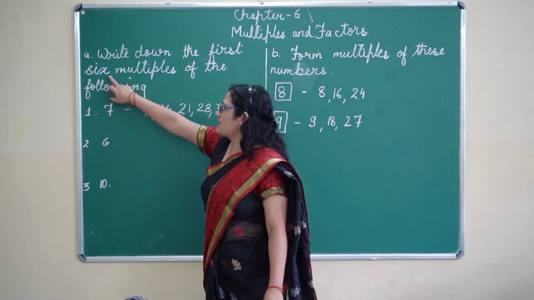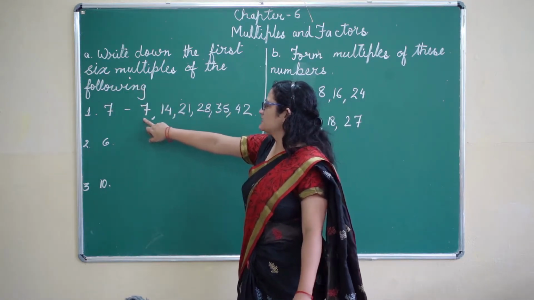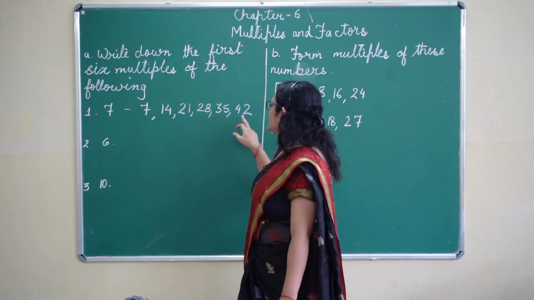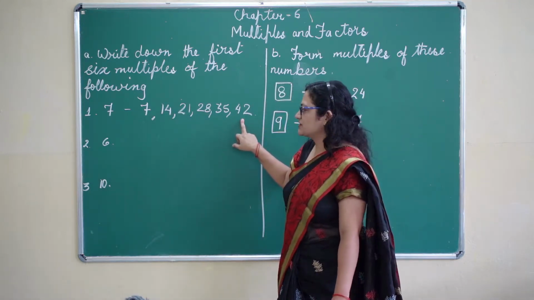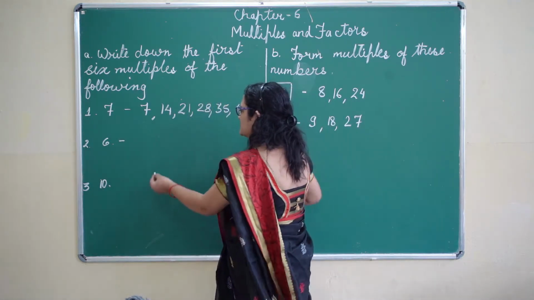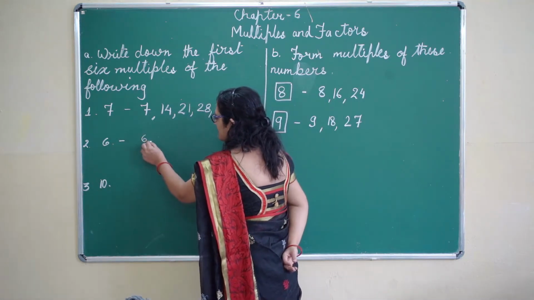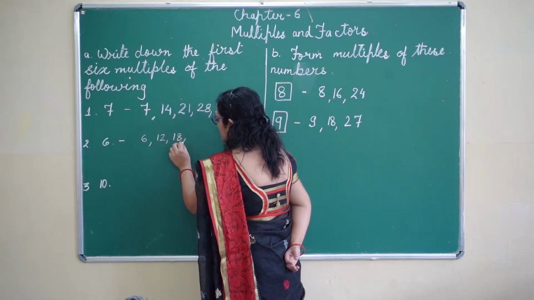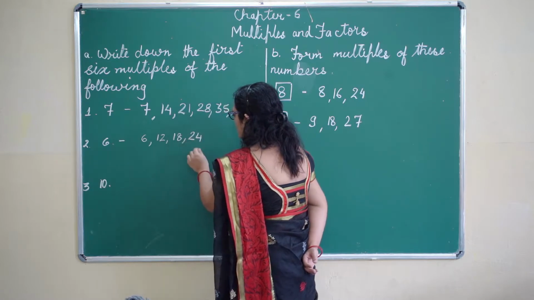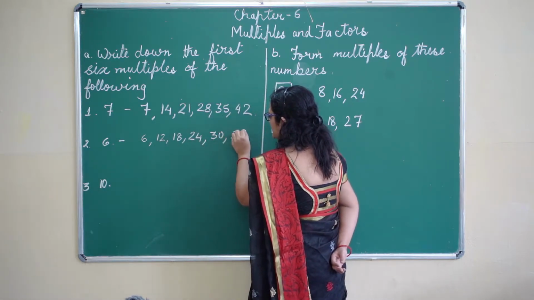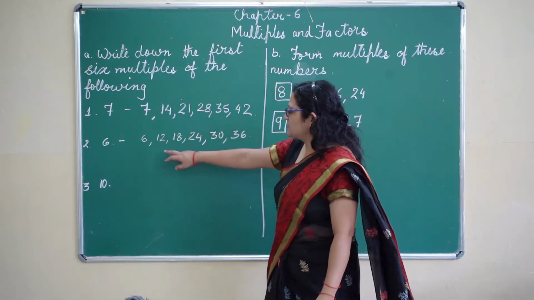How many multiples we have to write? 6. So we have written the 6 multiples of 7, that is the table of 7 till 6, like 7 sixes are 42. Next again we have to write the multiples of 6, means table. 6 ones are 6, 6 twos are 12, 6 threes are 18, 6 fours are 24, 6 fives are 30, 6 sixes are 36. So these are the multiples of 6.